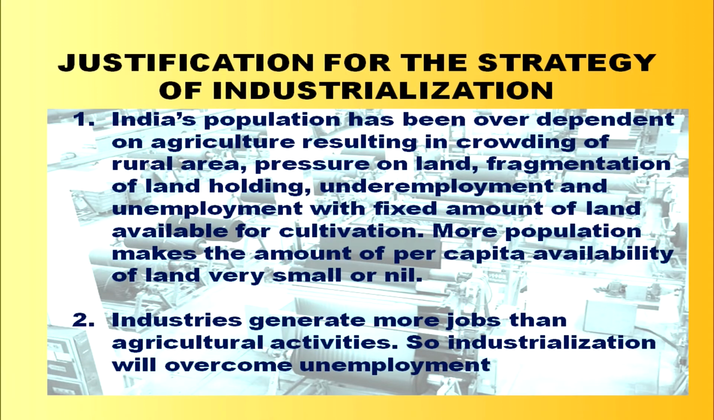India's population has been over-dependent on agriculture, resulting in crowding of rural areas, pressure on land, fragmentation of landholding, underemployment and unemployment, with a fixed amount of land available for cultivation. More population makes the per capita availability of land very small or nearly nil. The second justification of industrialization is that industries generate more jobs than agricultural activities. So, industrialization will overcome unemployment.